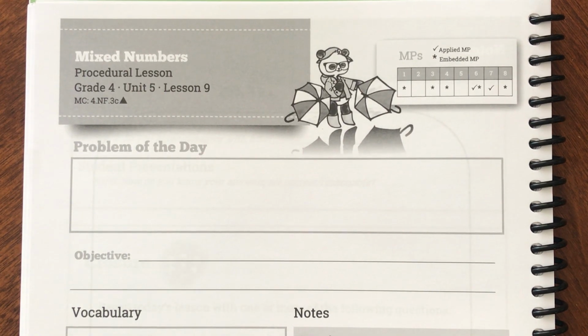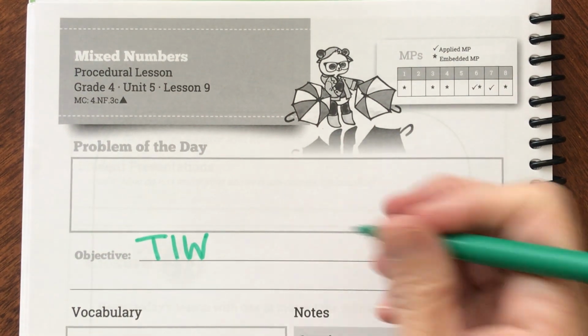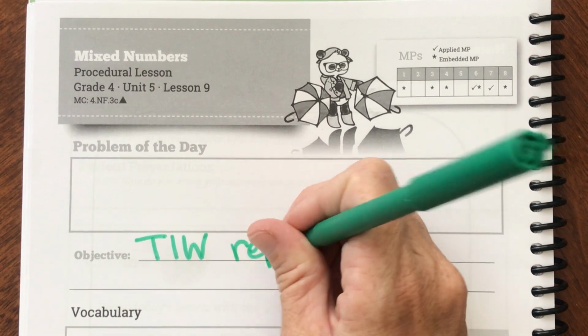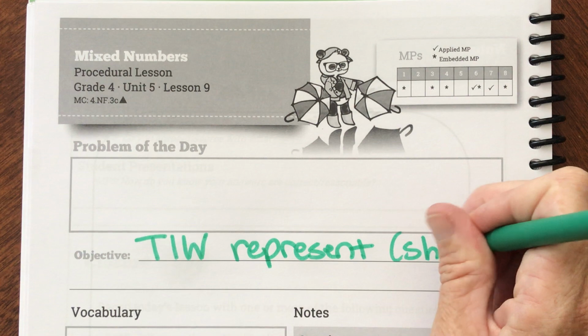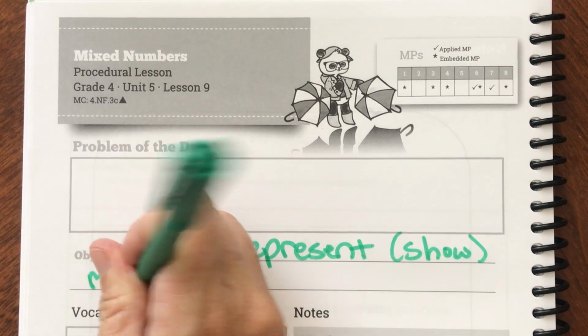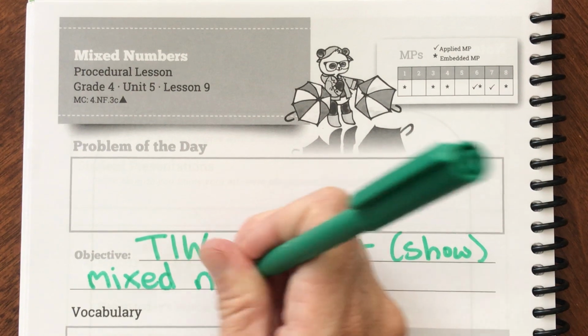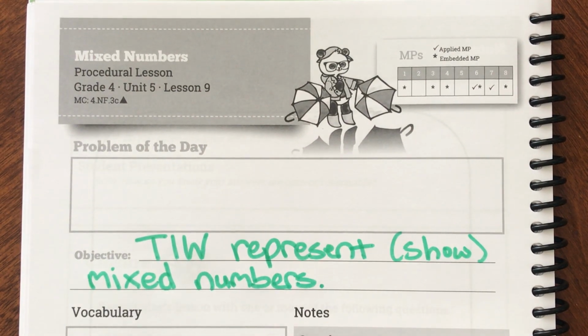Today we are on page 111 of your student journal, and our objective, or our goal for the day, is: today I will represent, and represent usually means to show. So I will represent, or show, mixed numbers, period. Okay, so let's look at our vocabulary.